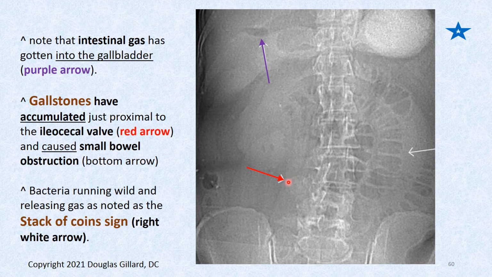Right? It looks like right at the ileocecal valve is where all these gallstones piled up, and that's caused an obstruction. So you can't push fecal material through the obstruction. And yep, there is a tumor around the stomach region.